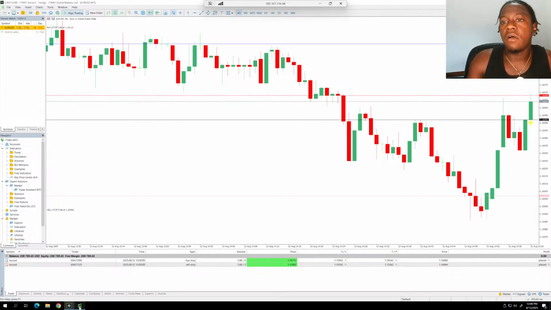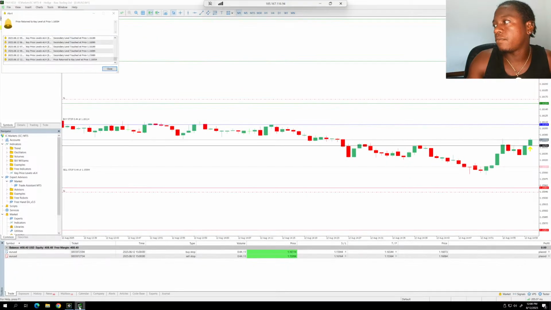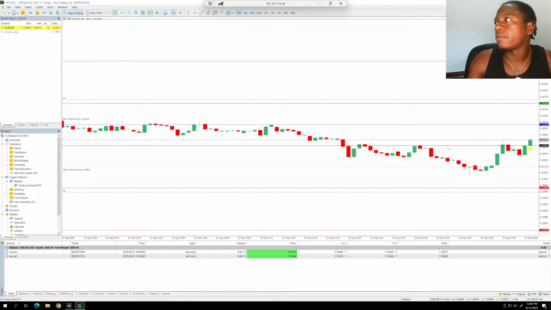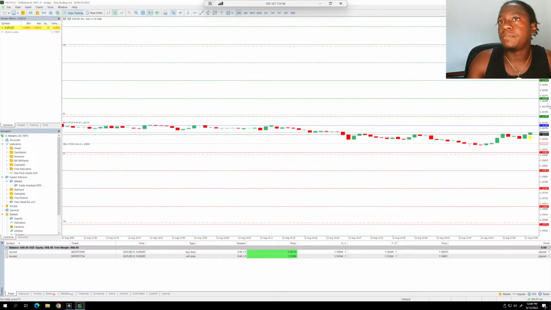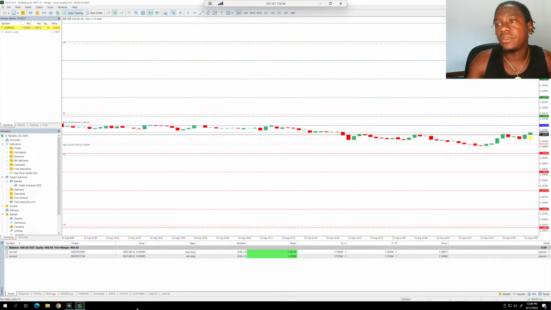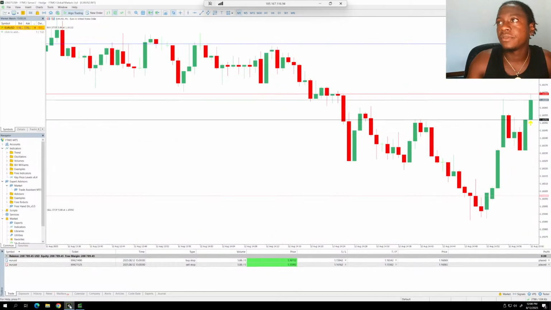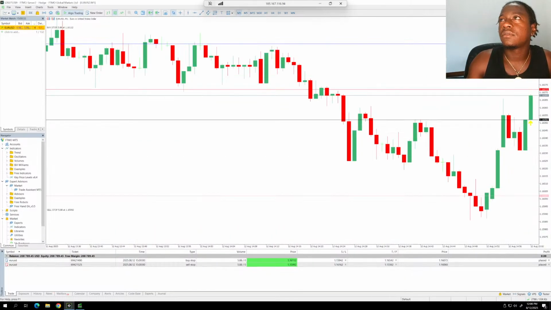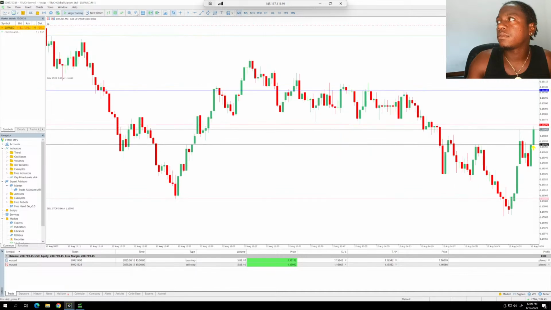FTMO and on the IC Markets, and it would have properly risked for me. Perfect. Our parameters are good. Our TPs are good. Our stop losses are good. Our lot sizes are good. Spreads are really high right now on FTMO, so that's the only thing I've got to be aware of.